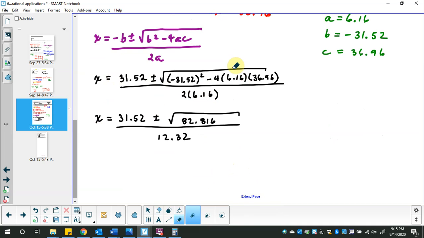So I took B is negative 31.52, and because it's negative B, that's a positive, plus minus B squared, so it's a negative, so it has to sit in a bracket, minus 4, there's A, there's C, all of it over 2, there's A. Then 31.52, I left it the same, plus minus, I calculated all the stuff under the square root sign, and then I also calculated the denominator.